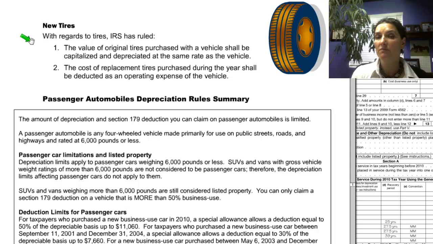So if you're claiming standard mileage, you would ignore the costs that you allocated to tires because they are a part of the standard mileage. But if you're claiming actual expenses, then the replacement tires would be a part of your actual cost of operating the vehicle.